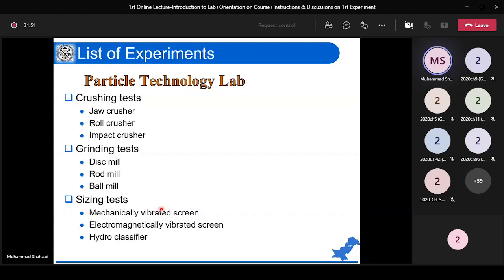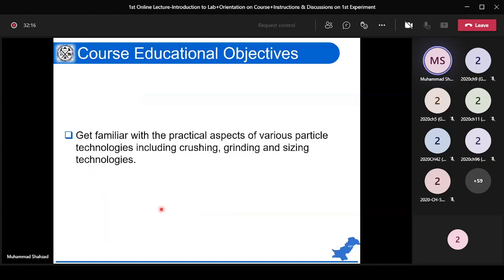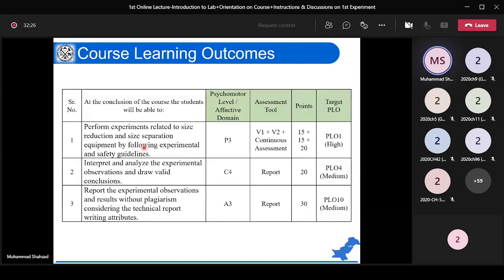The first one is to perform experiments related to size reduction and size separation equipment by following experimental and safety guidelines. So I will measure the third psychomotor level, and there will be two VIVAs and lab continuous assessment during your lab, right? CLO. Total 100 points means 100 percentage. So the weightage for the first CLO will be 15 for first viva, 15 for second viva, and 20 for continuous assessment during your lab.